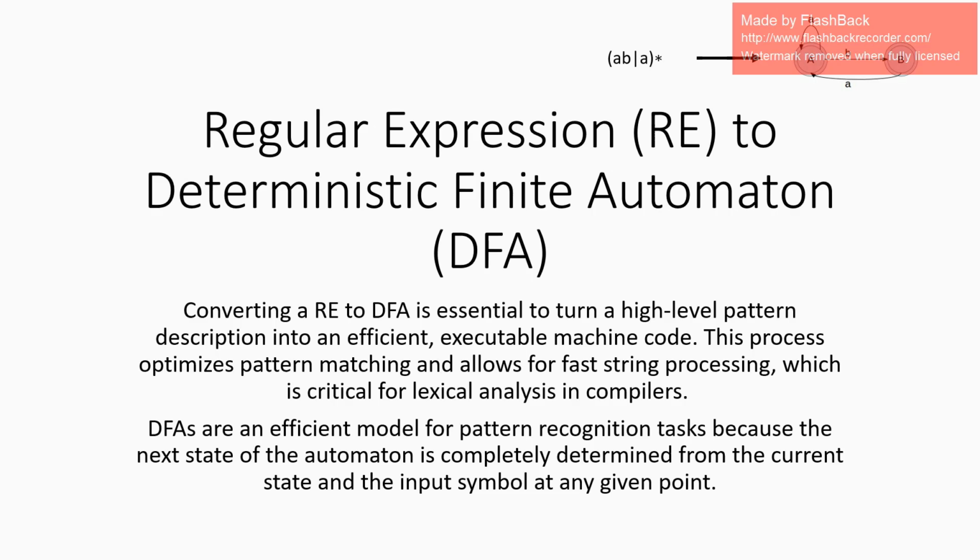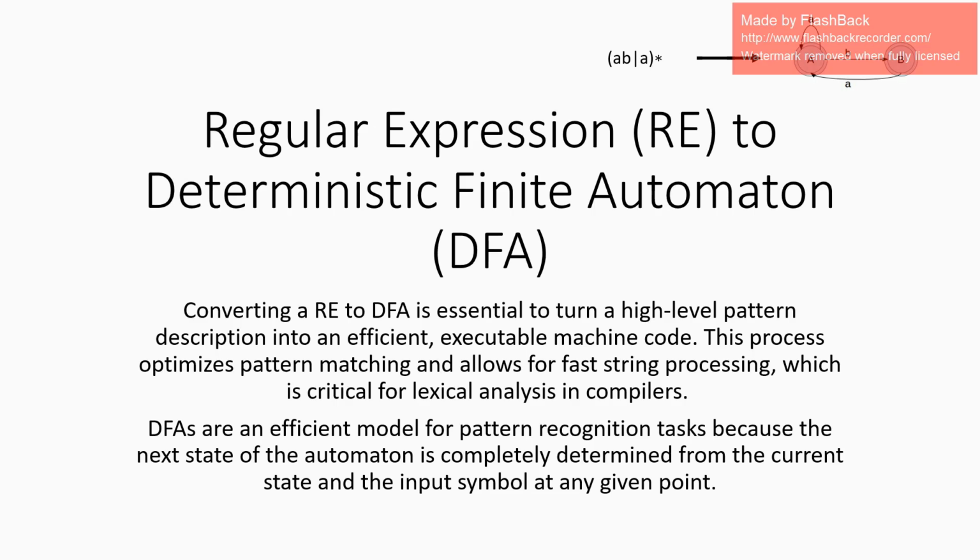in compiler. While converting regular expression into DFA, there are two ways. One is a direct method and another one is the indirect method. In indirect method, the regular expression will be converted into NFA, which will then be converted to DFA. In direct method, we are converting the regular expression directly into DFA. In this video, we are going to see the direct method of conversion.